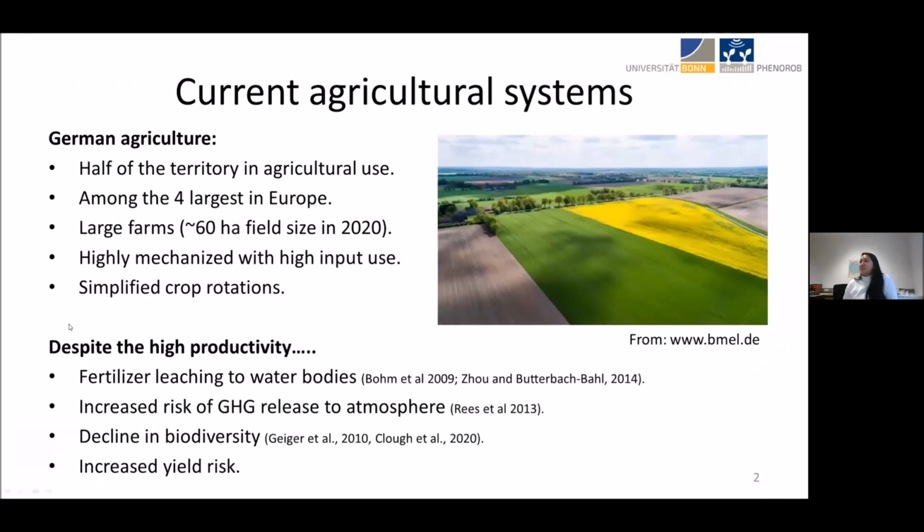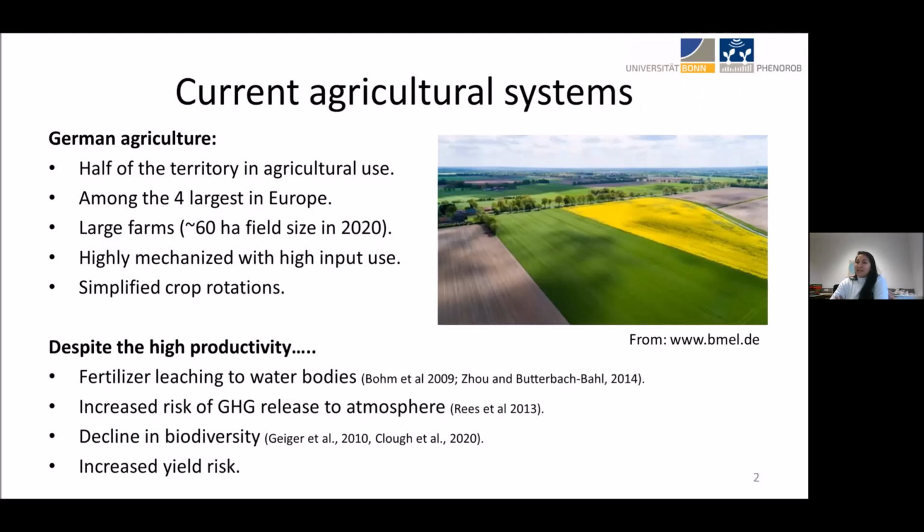So first, I'll just give you a very brief introduction about agriculture in Germany, which I'm sure you are mostly aware of. But agriculture in Germany is a quite strong sector. It's also one of the largest in Europe, and it's characterized by large farms, which have been increasing even more over the last years. They are also highly mechanized, with high use of machinery and also high use of inputs such as fertilizer and pesticide applications.